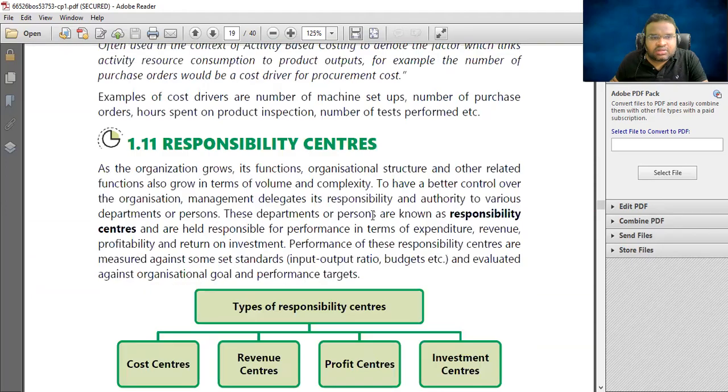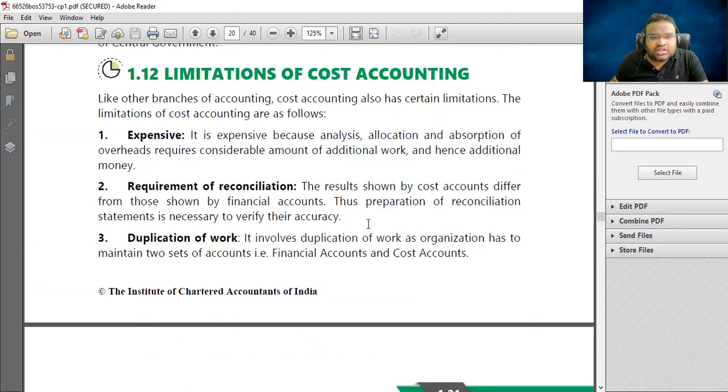Yes. So responsibility centers, limitations of cost accounting. Every accounting system has advantages and disadvantages or limitations. It is expensive, obviously, because implementing it for a big company requires studying, keeping resources, printing and stationery, and departments. Requirement of reconciliation: your financial accounts give a separate profit, and your cost accounts give a separate profit.